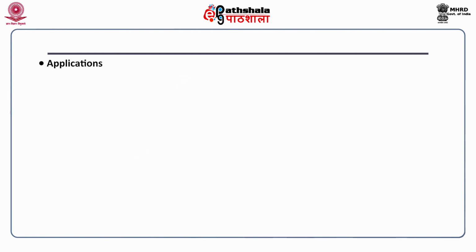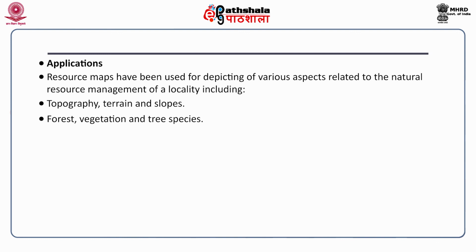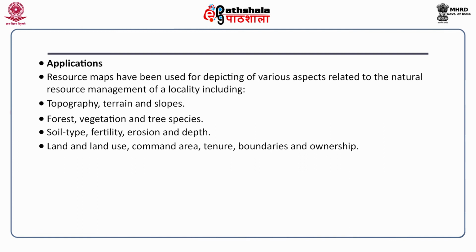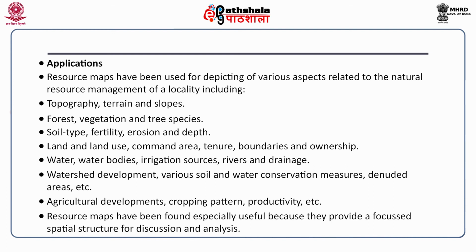Applications of a resource map. Resource maps have been used for depiction of various aspects related to the natural resource management of a locality, including topography, terrain and slopes, forest, vegetation and tree species, soil type, fertility, erosion and depth, land and land use, common area, tenure, boundaries and ownership, water, water bodies, irrigation sources, rivers and drainages. Watershed development, soil and water conservation measures, denuded areas, etc., agricultural development, cropping patterns, productivity, etc. Resource maps have been found especially useful because they provide a focused spatial structure for discussion and analysis.